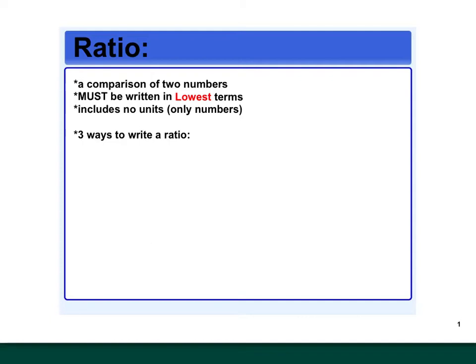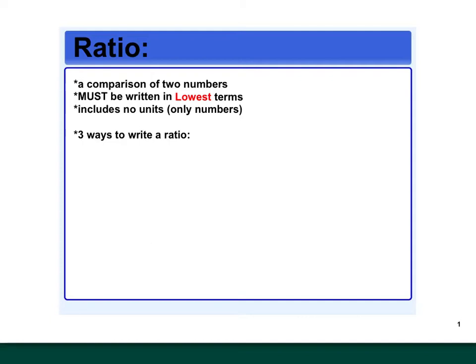So as mentioned in relation to the Nana's Chocolate Milk example, a ratio is simply a comparison of two numbers. A couple important points to note about them are that they must be written in lowest terms, and they must include no units. It's only going to be numbers here. This may not seem important now, but as we move on to the subsequent lessons, this will become more important. So we're just going to have numbers when we're talking about a ratio.